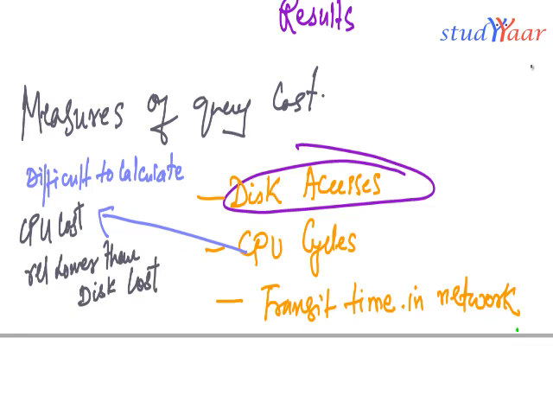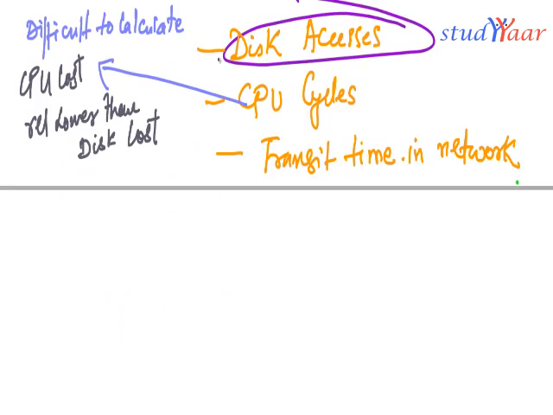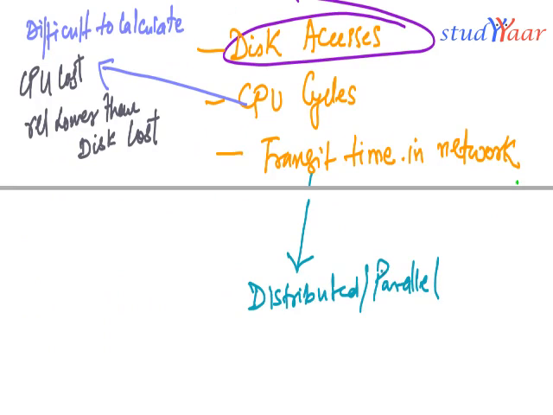And what about transit time in network? Why is this not taken into account most of the time? Because the transit time in network is primarily concerned with distributed or parallel systems. In distributed or parallel systems, I have a site A which has some relation, and I have a site B which is executing the query.